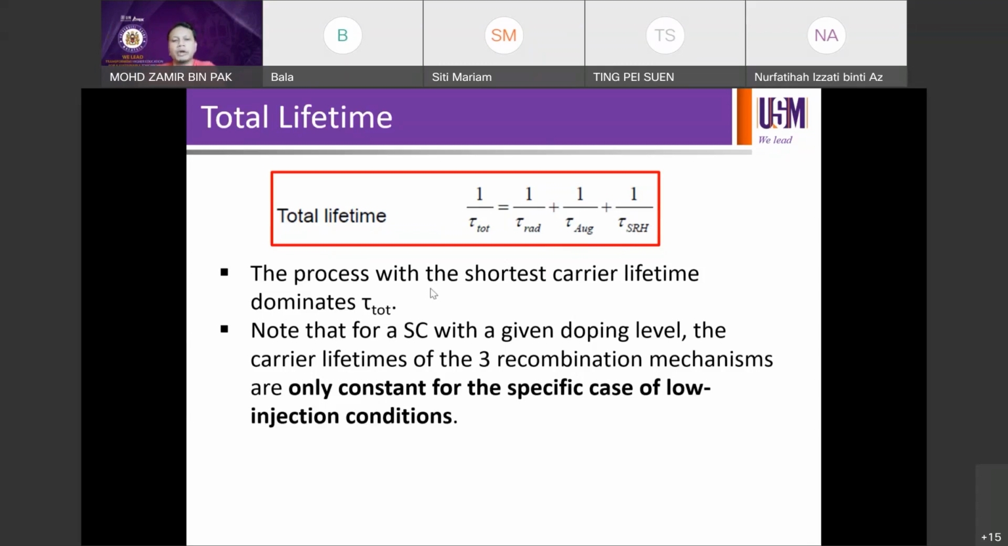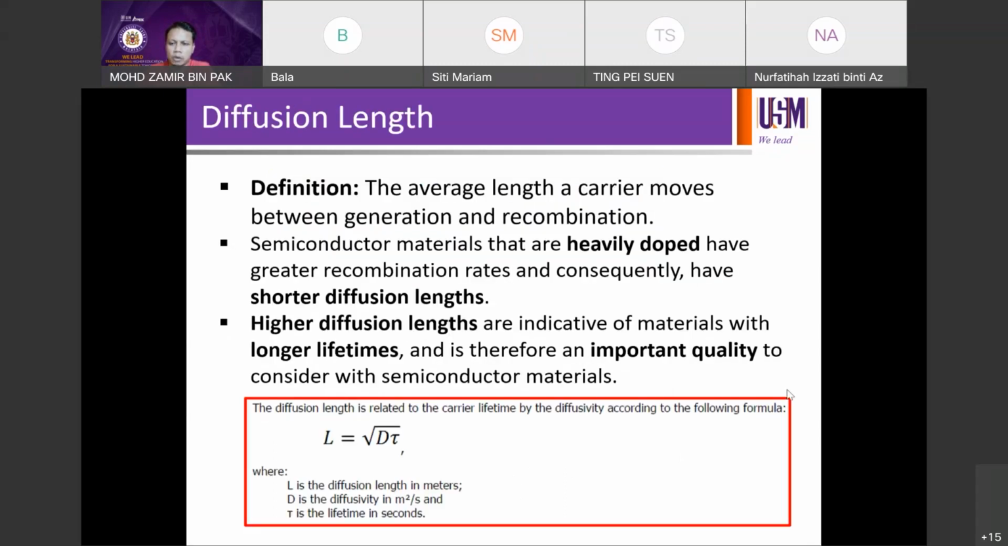in your measurement. Okay. So note that for a semiconductor material with a given doping level, the carrier lifetime of the three recombination mechanisms are only constant for the specific case of low injection condition, and this really depends on what you have in your semiconductor material. So when you are talking about the lifetime or the quality of the material, your carrier lifetime can be translated into the parameter that we call diffusion length.